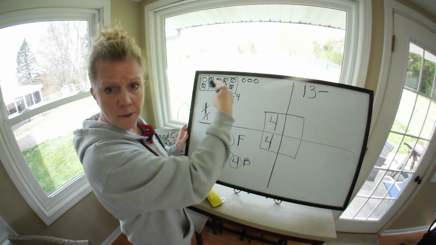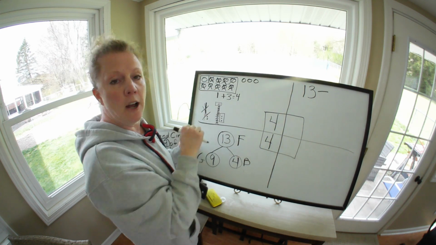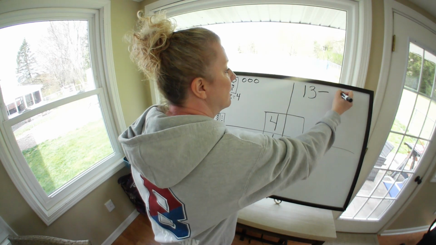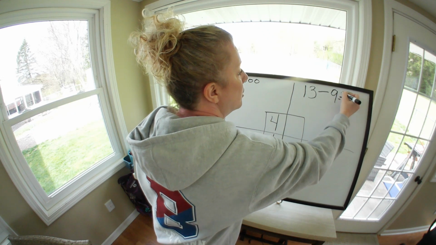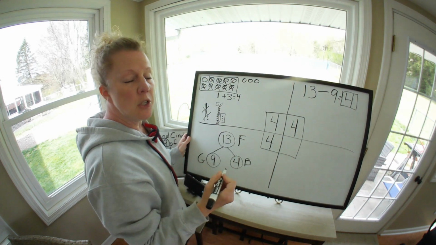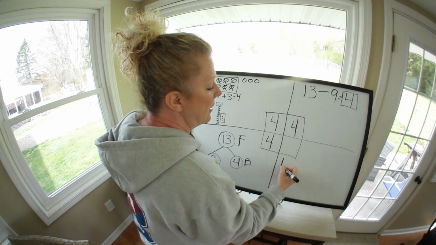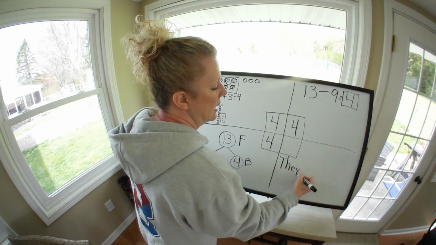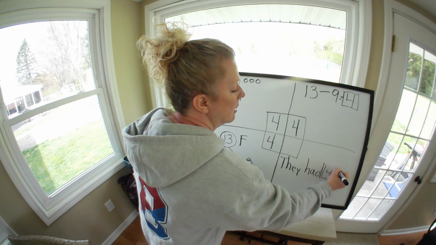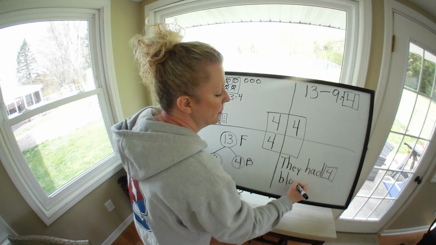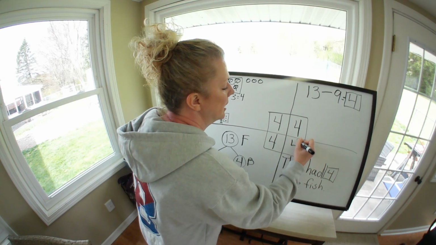Do you notice that I'm referring back to the picture all the time? So I drew 13 circles. I crossed off how many? 9. And that left us with 4. Put a box around the 4 to remind you it comes here. So how many blue fish did the girls have? We can say they had 4 blue fish. And that's a complete answer once I put the 4 in the middle.